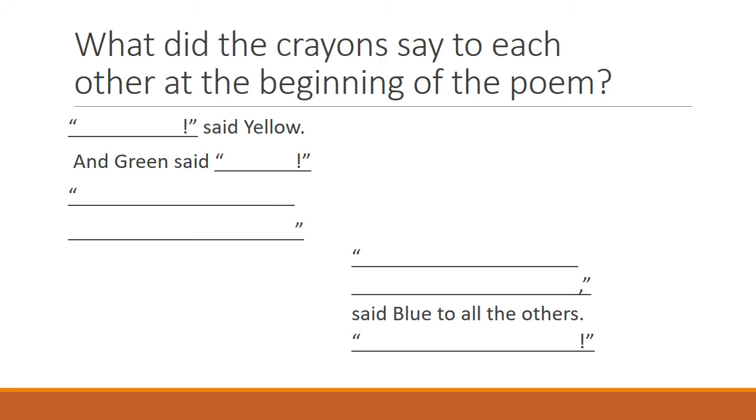What did the crayons say to each other at the beginning of the poem? So here you have to write what did yellow say and what did green say, and after that what did blue say to all the others. You can write this from the poem itself, and this is very easy. Like the answer is: I don't like red, said yellow, and green said, nor do I, and no one here likes orange, but no one knows quite why. We are a box of crayons that really doesn't get along, said blue to all the others. Something here is wrong.